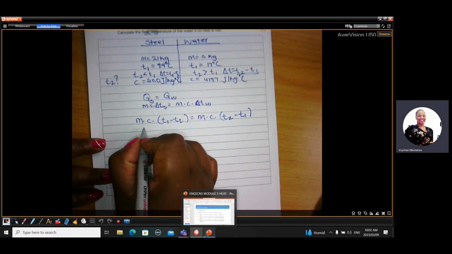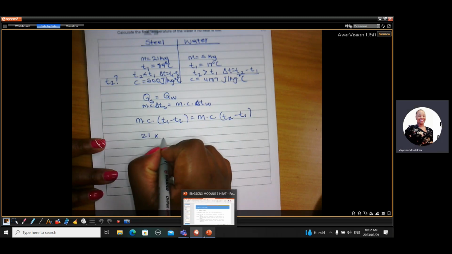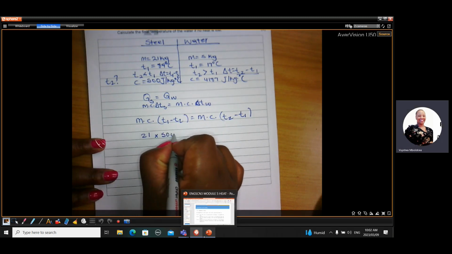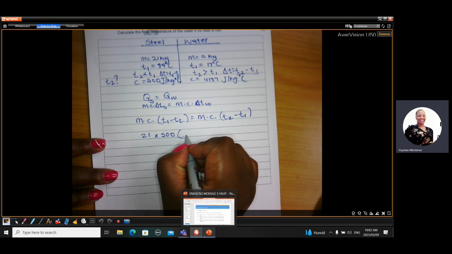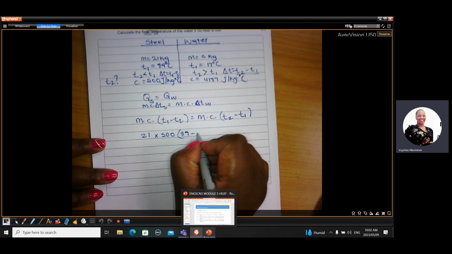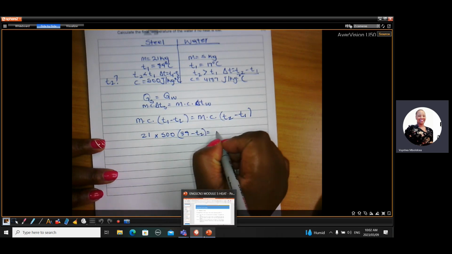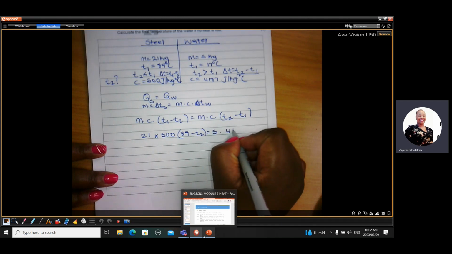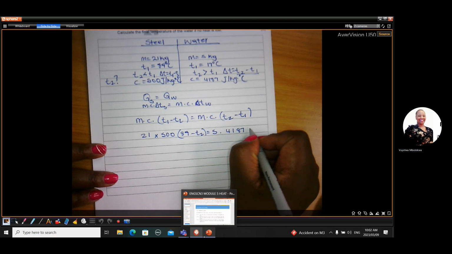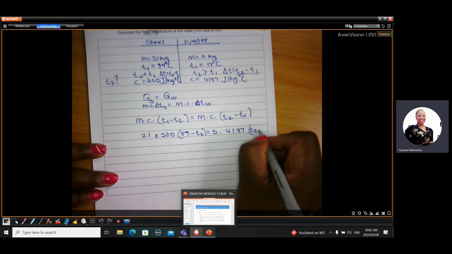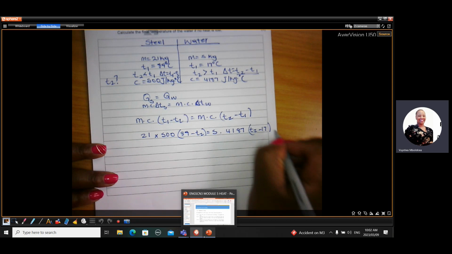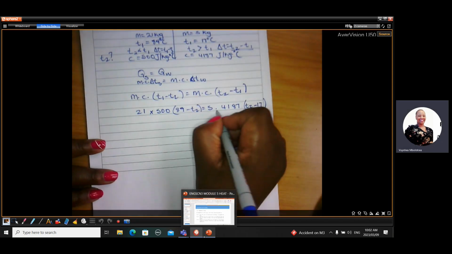Okay. So what is the mass of steel? It is 21. The C of steel is 500. The T1 is 89. The T2 is what we're looking for. This side, the mass of water is 5. The C of water is 4187. The T2 is what we're looking for. The T1 is 17.